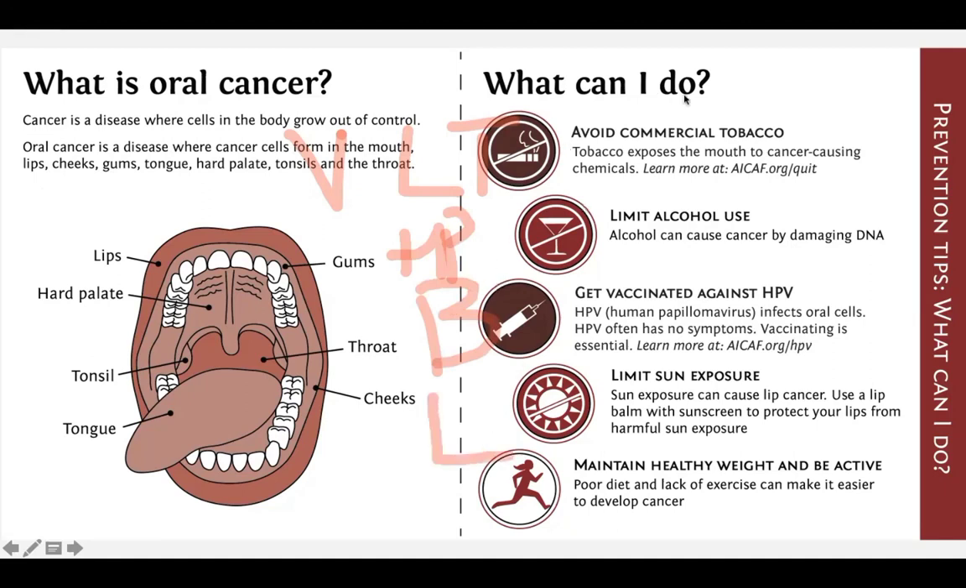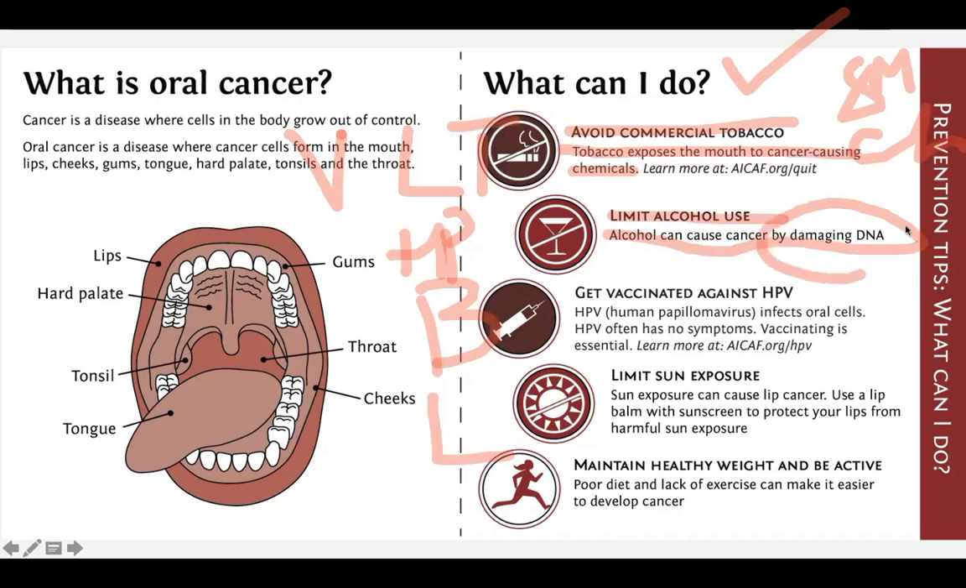Okay, then what can I do? What you can do is avoid commercial tobacco, either smoking or chewing. Tobacco exposes the mouth to cancer-causing chemicals, carcinogens. Limit alcohol use or don't use alcohol at all. Alcohol can cause cancer by damaging DNA.